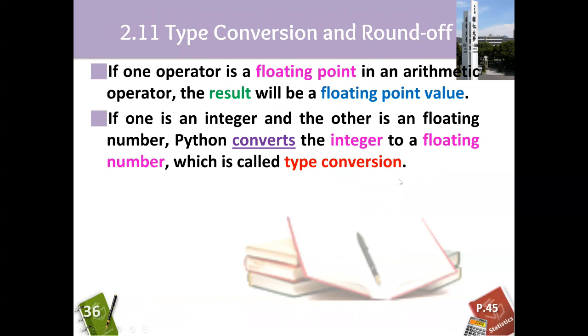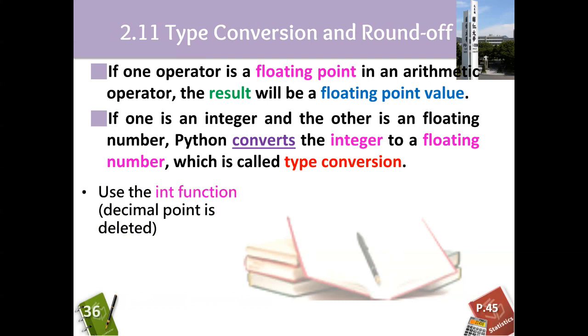Type conversion, I told you, just like the radius and the area problem. When we input only the radius, 10, an integer, but you have to multiply radius by radius and multiply by pi. The pi is a floating value. So the result will be converted to a floating point value. So it's a type conversion.